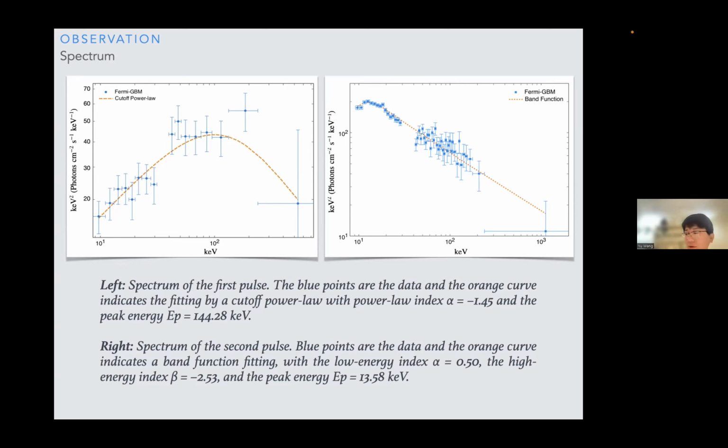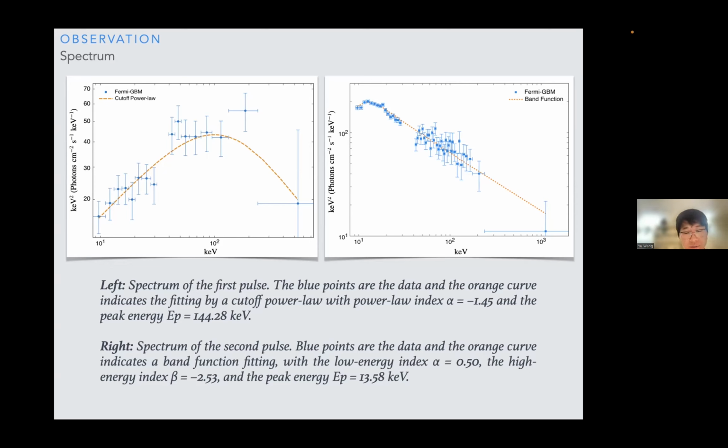The second pulse is best fitted by a Band function, a very strong Band function. You see it has a bump around 10 keV. This Band function gives a very low peak energy at 13.58 keV. This almost touches the lower edge of the Fermi GBM's energy band. And because of the small amount of data at energies lower than this Ep, lower than 13 keV, the low-energy index is not well constrained. In fact, here I wrote 0.5, actually it's 0.5 plus or minus 1, so it's not constrained. But the high-energy index, beta, is equal to minus 1.53. This is a typical value.